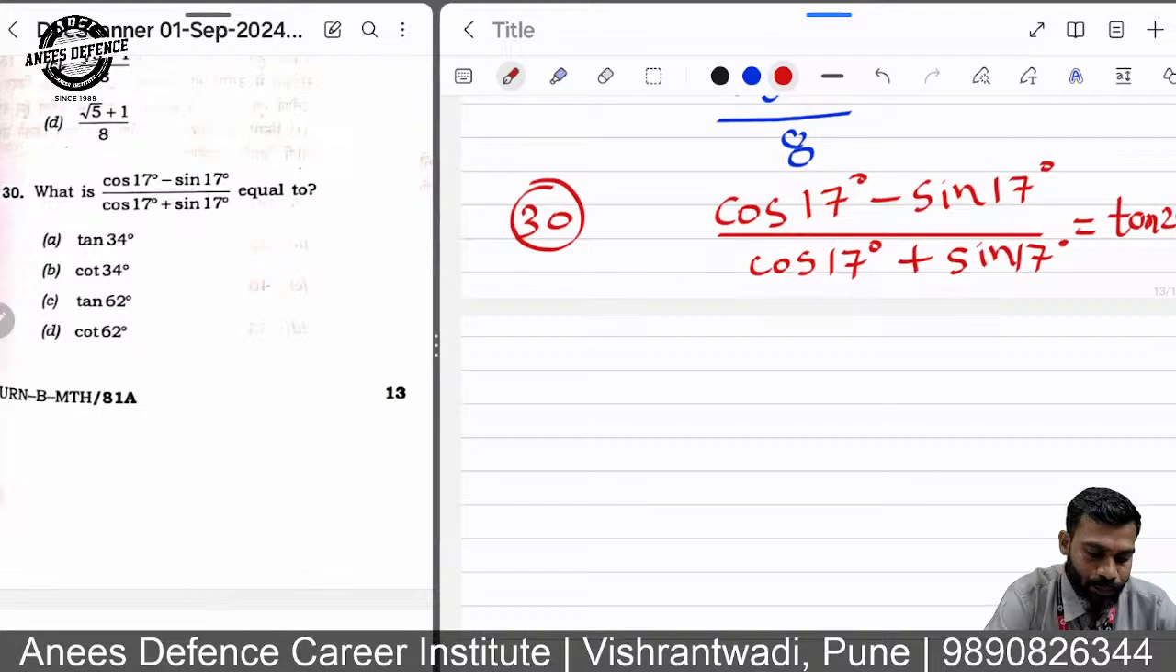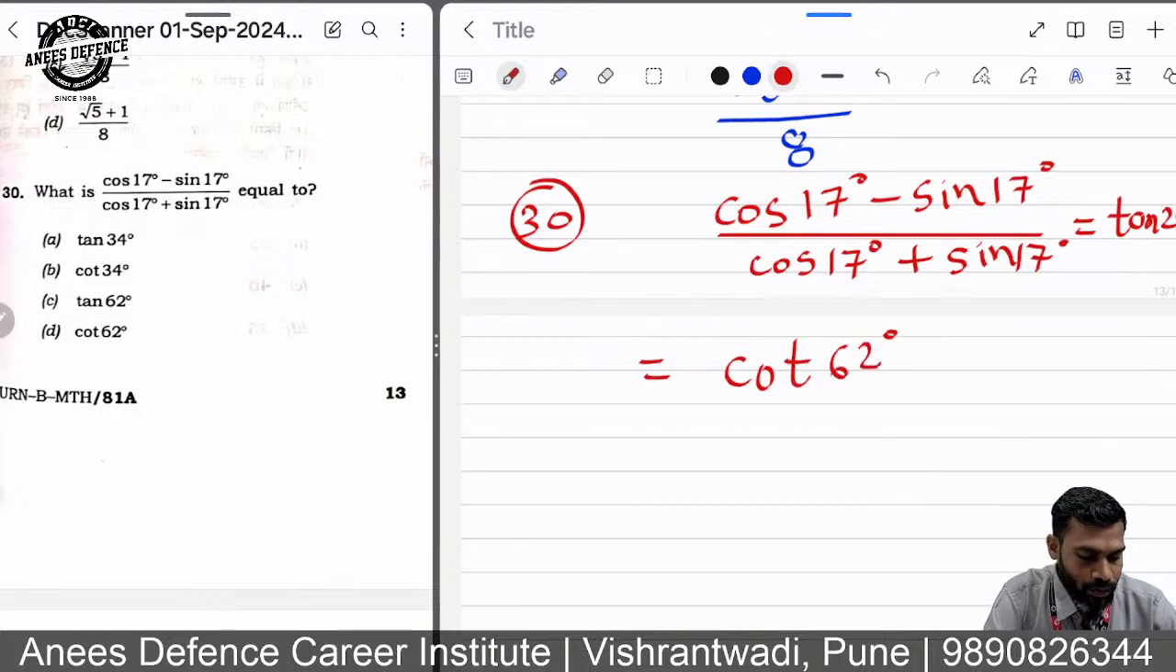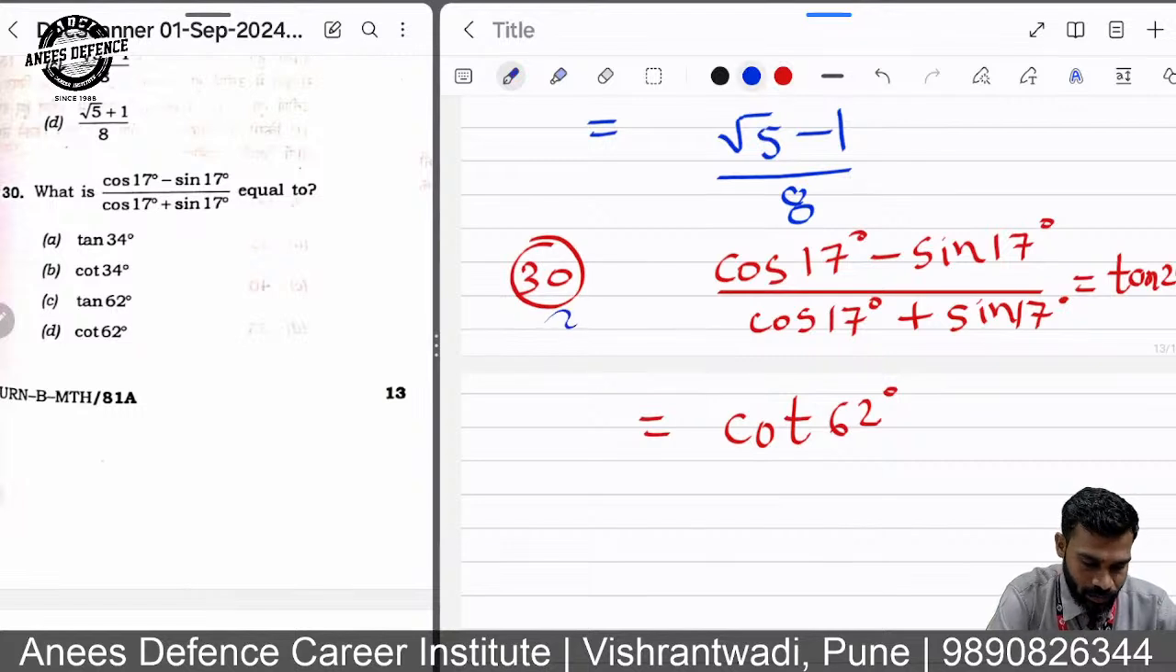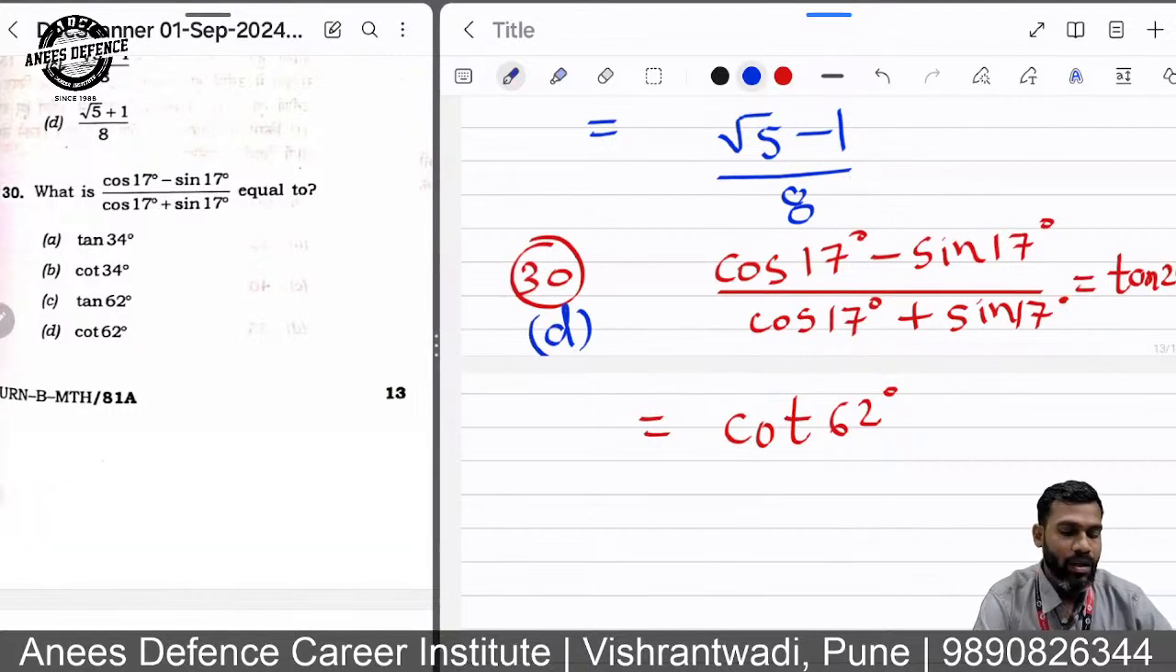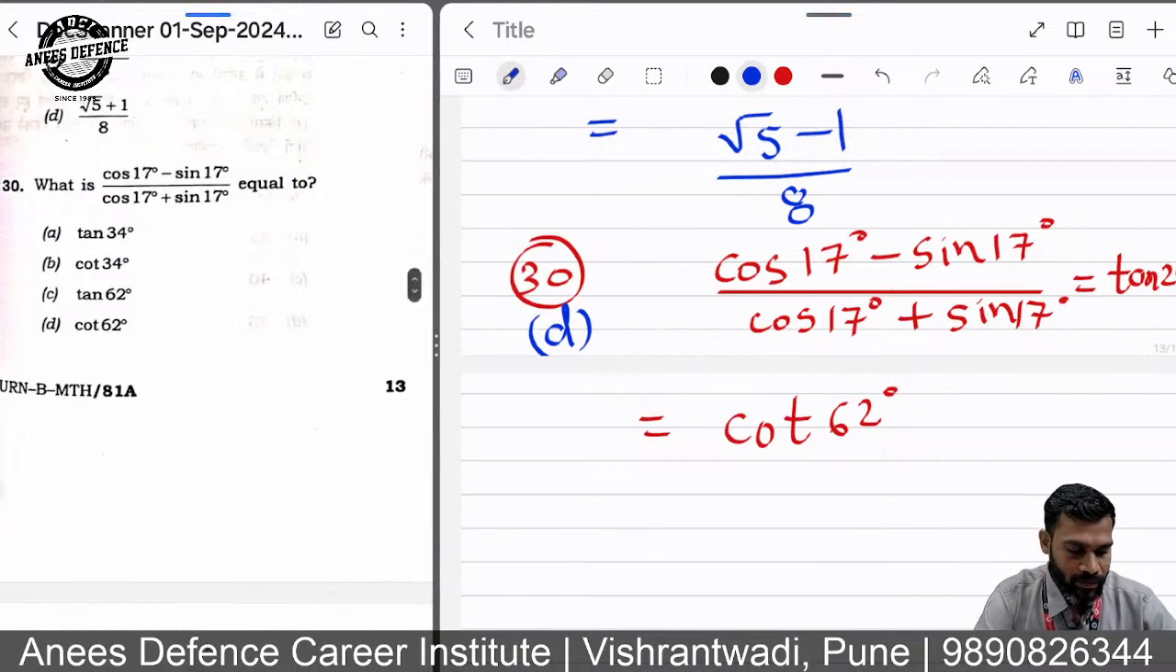And if you see in the options, we don't have that value, right? Tan 28, but this can be written as cot 62 as well, right? So we have got cot 62 in option number D. So question number 30, option D is the right answer. So next, a few questions will be solved by Aman sir.